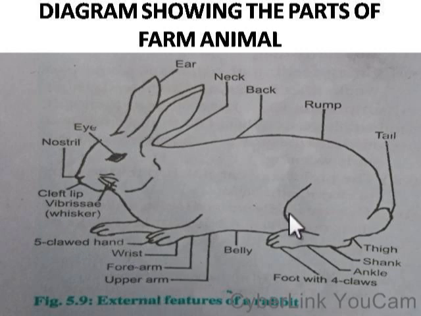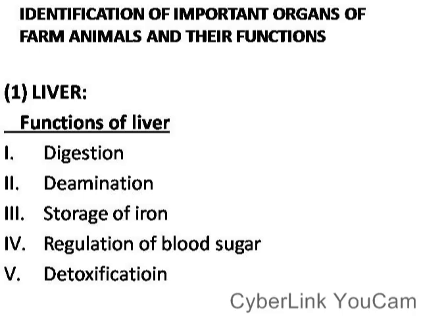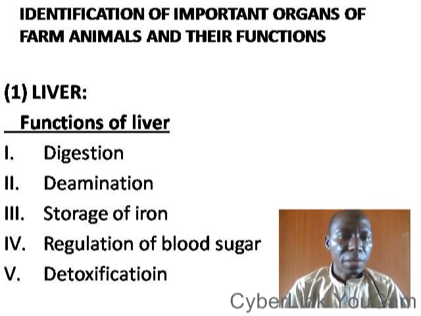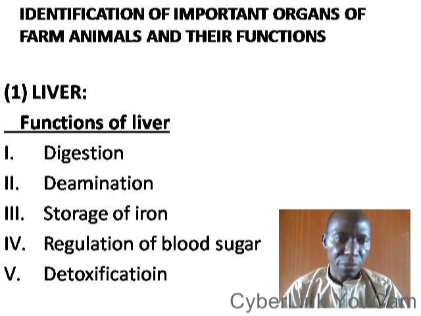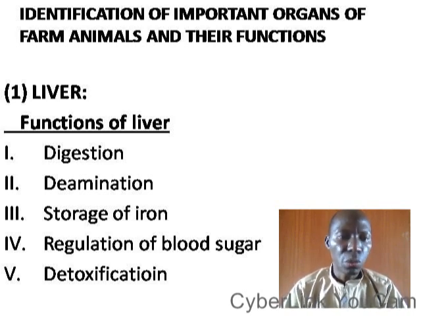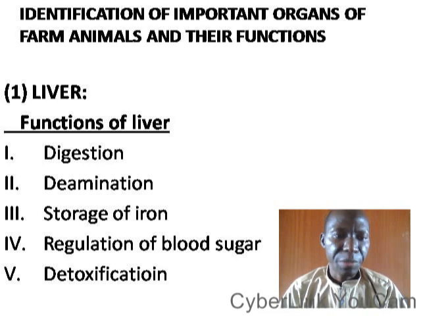All right, so now let us look at the identification of important organs of farm animals and their functions. Let us start with the liver first. The liver is one of the organs of the farm animal, and the liver is the largest organ in the animal body. Let us look at the functions. 1, digestion, that is the breaking down of food into smaller substances so that the animal can absorb them into its blood for the usage of the animal body.